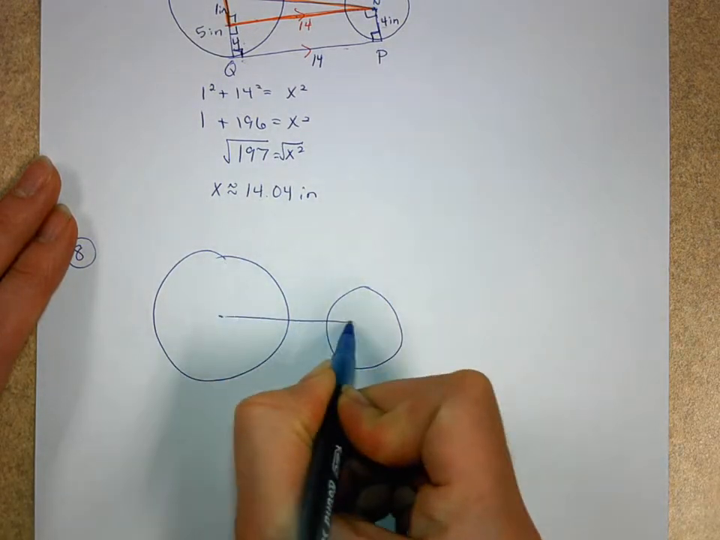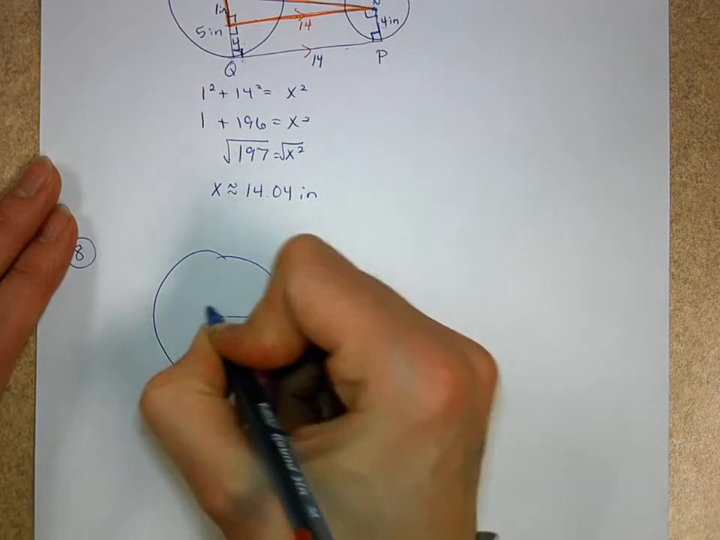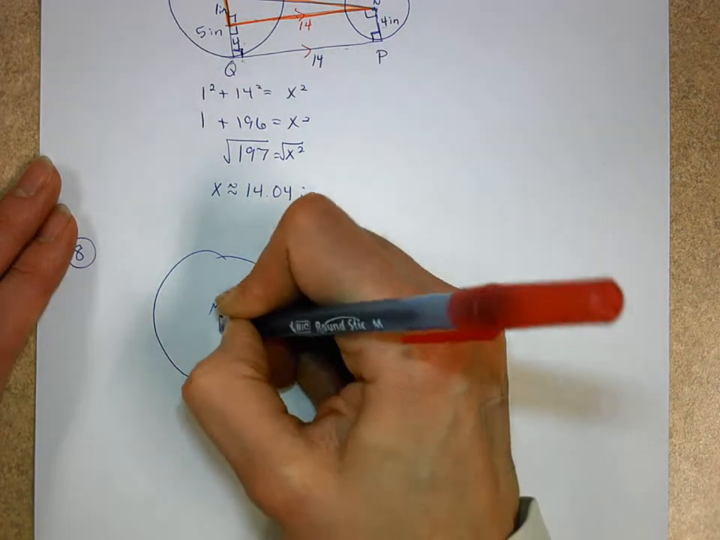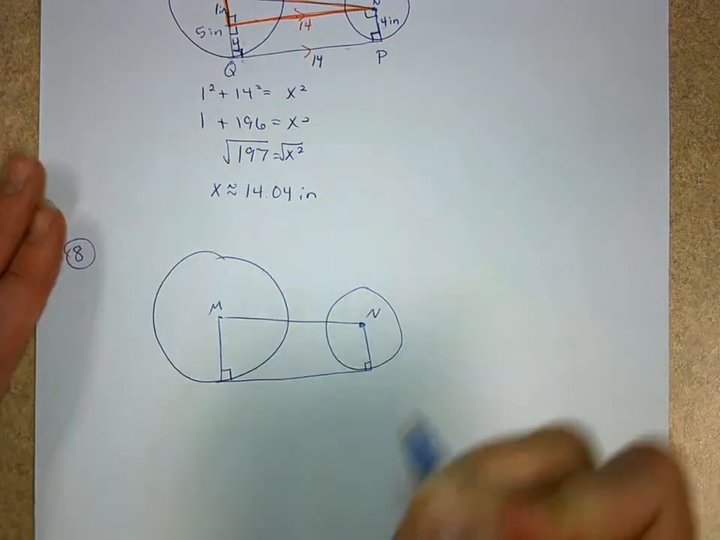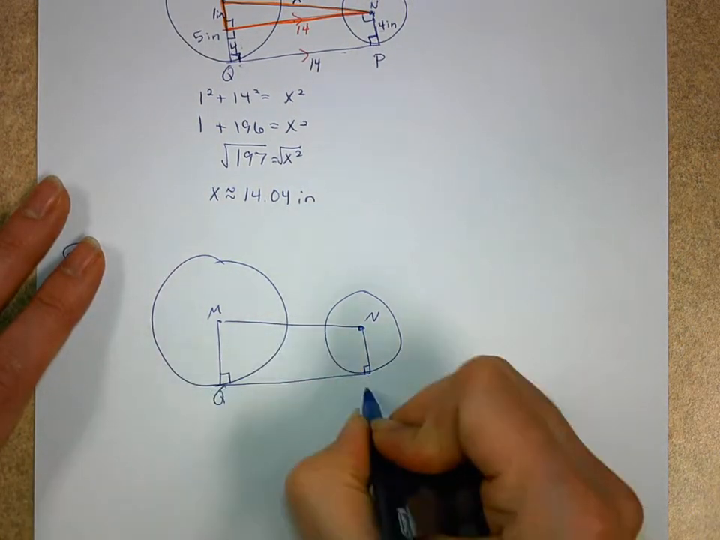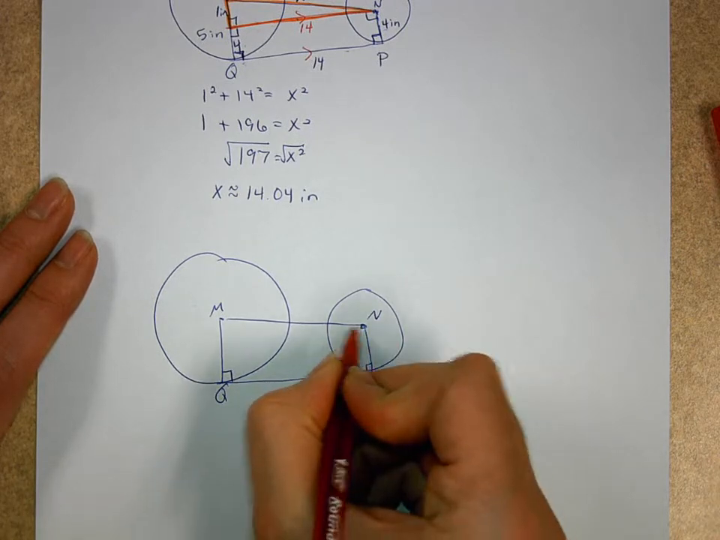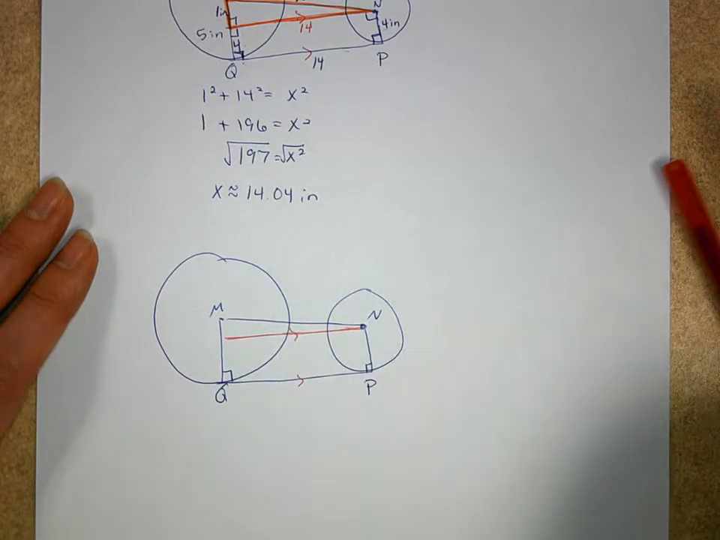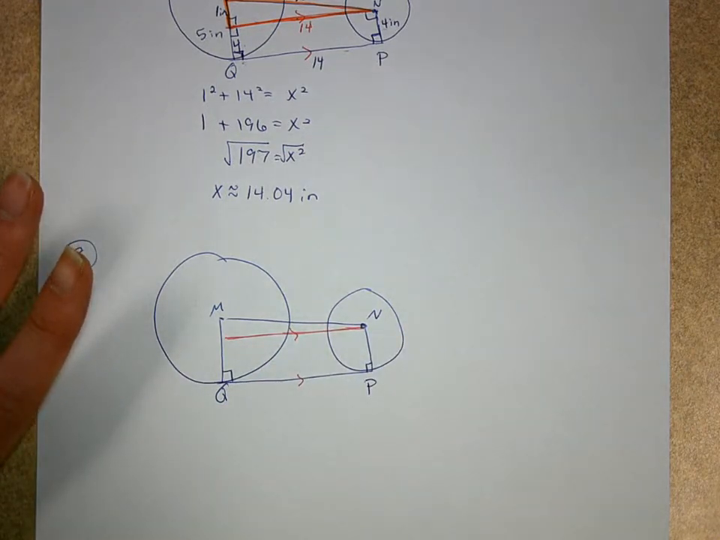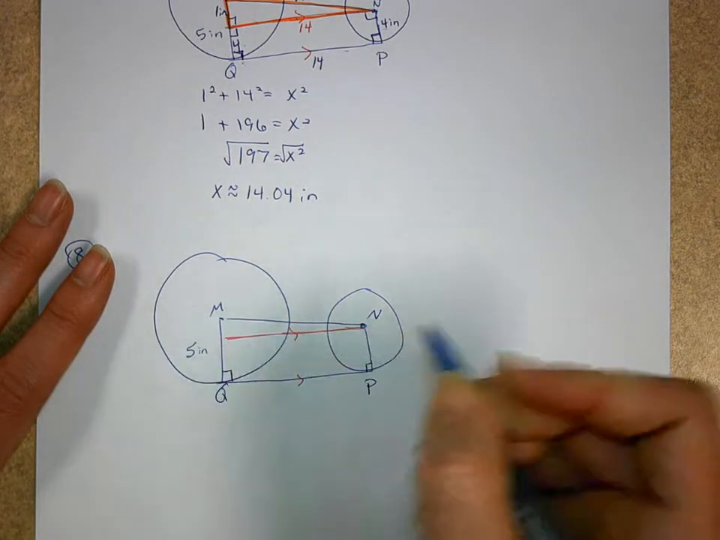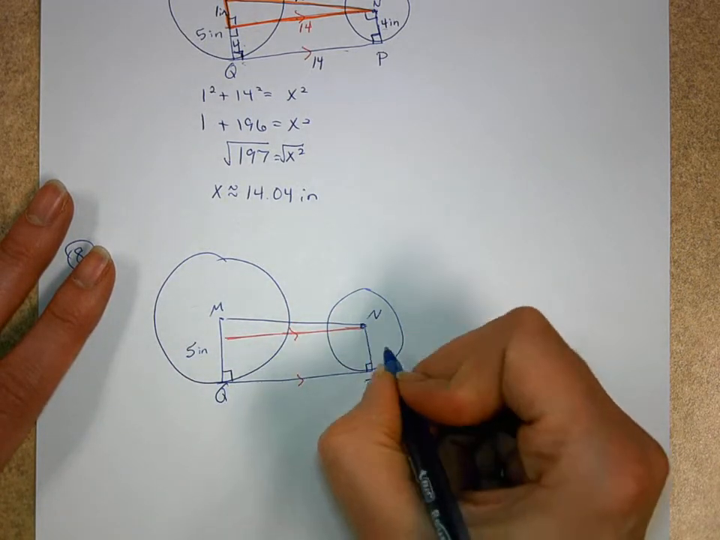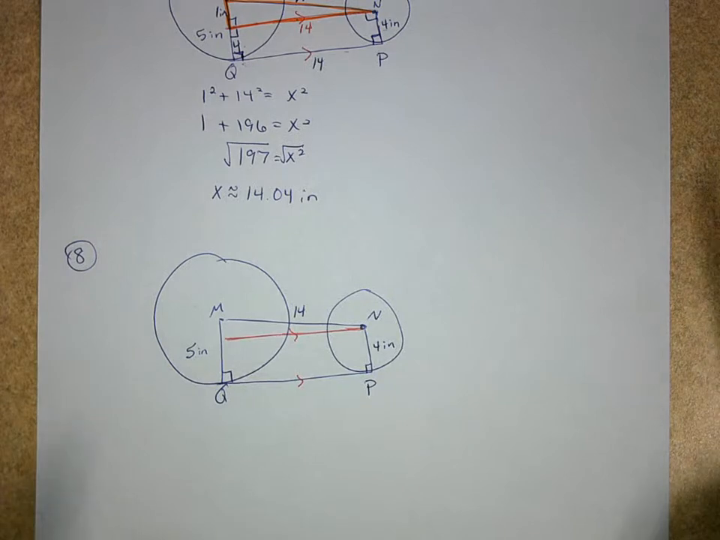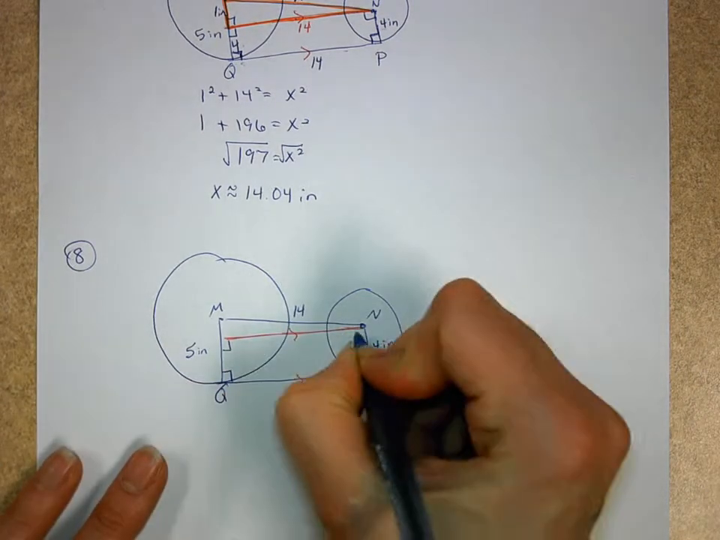Here we have our 2 centers, N and M. I'm going to draw my common tangent. Draw your radii in to the common tangent. You get your right angles. Here we have Q and P. Draw it parallel to our common tangent. Let me label the different parts. On number 8, we have MQ, which is this whole thing, 5 inches. We know NP, I do believe, is 4 inches. And then we have MN, which is 14. Remember, we draw this parallel to the common tangent, so we get these right angles.